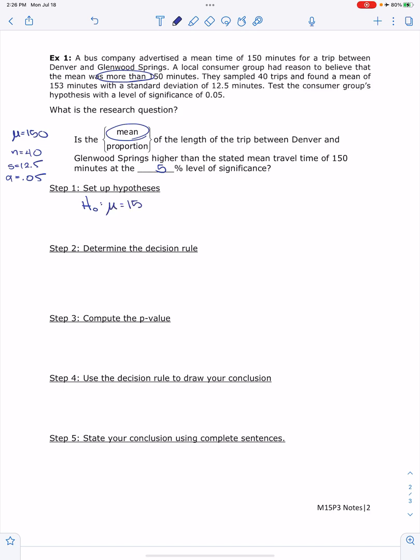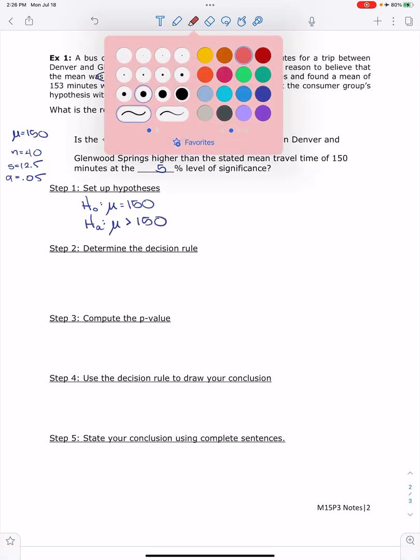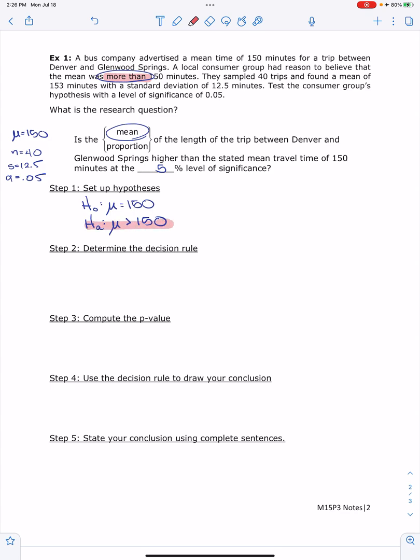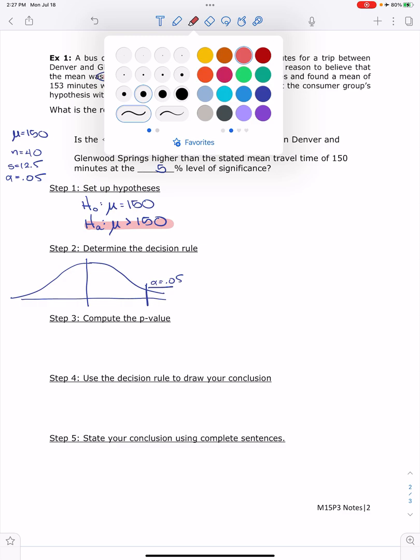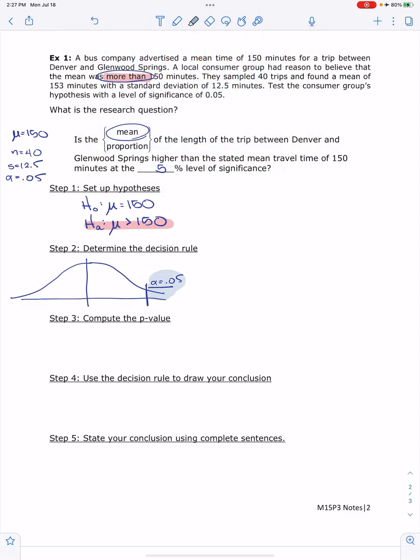So that's that our mean is 150. Our alternative hypothesis is that our mean is actually more than 150. Right, that's this part right here. Our decision rule, again, I am going to draw that distribution. More than means I am looking for stuff over here. So this is my rejection region.